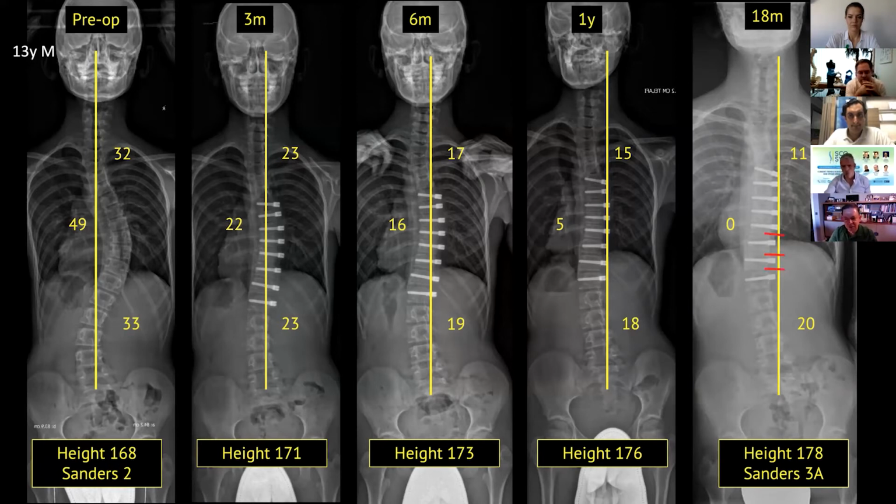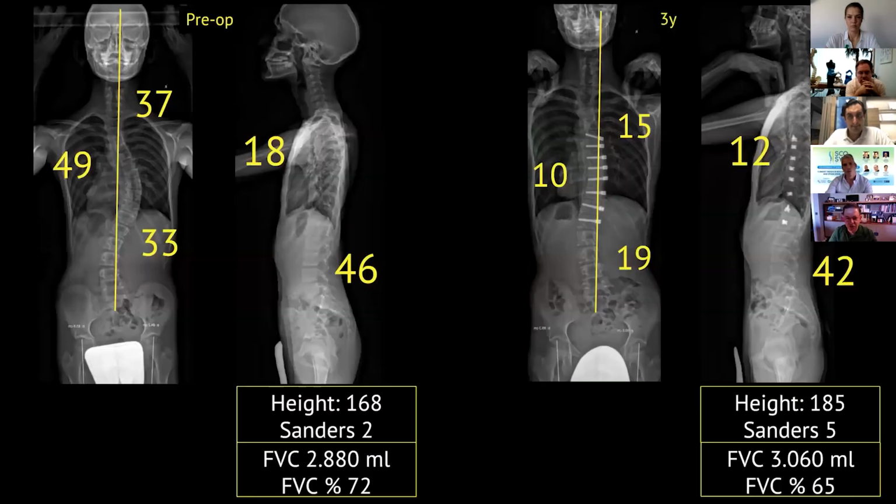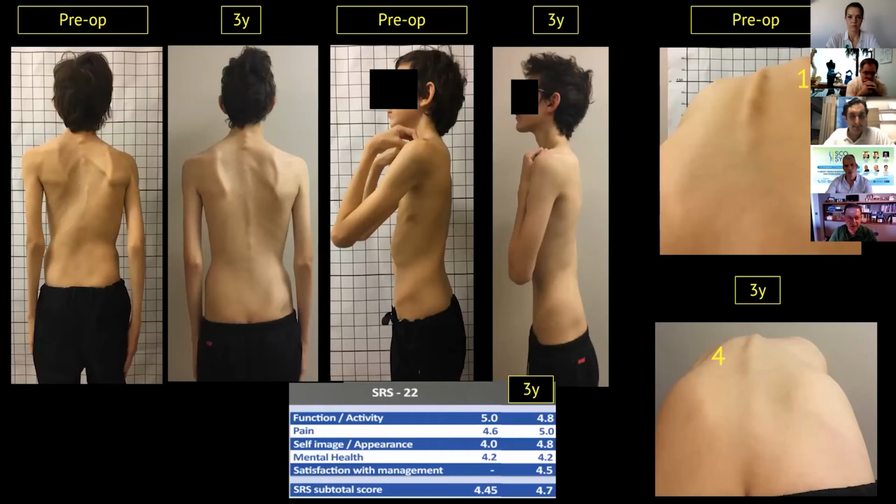So we decided to cut the tether at the lower end with a second thoracoscopy. That was a successful operation. This patient ended up at the end of maturity with a 10 degree residual curve, from 49 degrees to 10 degrees in 3 years, and with a very satisfactory clinical outcome as well.